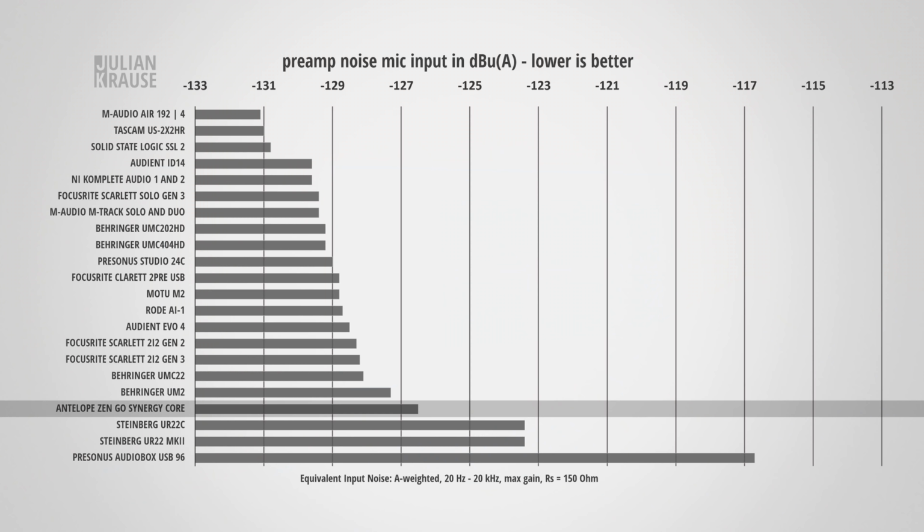As you could hear, the noise floor is quite low, but there is a hint more noise compared to other audio interfaces that I recently reviewed. To quantify this, I measured the so-called equivalent input noise, which lets you directly compare the preamp noise of different interfaces. My ZEN GO came in with 126.5 dBA weighted. While this is a pretty good value and you're definitely able to make low noise recordings with dynamic microphones, the ZEN GO is slightly behind the majority of interfaces in terms of preamp noise. Here's a small comparison.